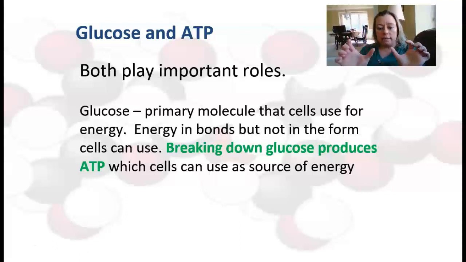Glucose and ATP are the 2 important players in this process. Glucose is the primary molecule that cells use for energy. You have to break the bonds apart in glucose, and then all the energy that's released you store in smaller molecules so you can use them in pieces later. Glucose stores the energy, you break it apart, you release the energy, use some, and store the rest in little molecules that you can use in your muscles or in your cells or anywhere.